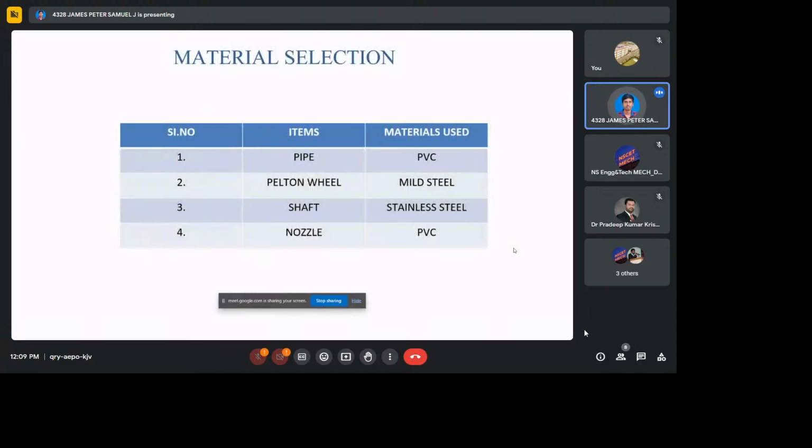Material selection. Selecting the right material for the right use improves the quality of the product. For the pipe, we use PVC material. For the Pelton wheel, mild steel. For the shaft, we use stainless steel. And for the nozzle, we select PVC material.